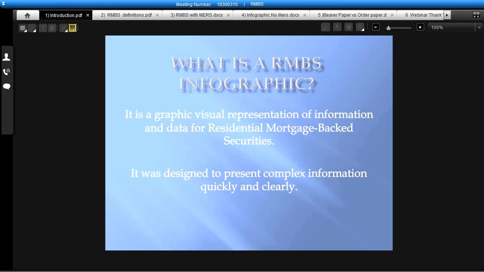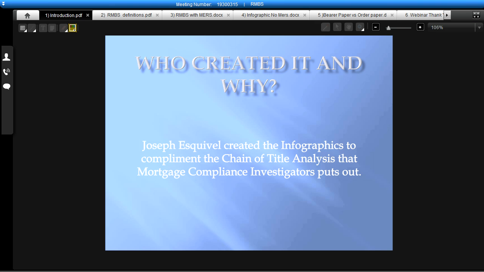So what I've done is taken basically about 30 pages of legalese analysis for loan documents, and I put them into a one-page visual representation. So a lawyer, a judge, anyone can look at it and quickly ascertain what is going on. Okay, so I am the creator of the infographics, and again, they were intended to complement the chain of title analysis that Mortgage Compliance Investigators put out.